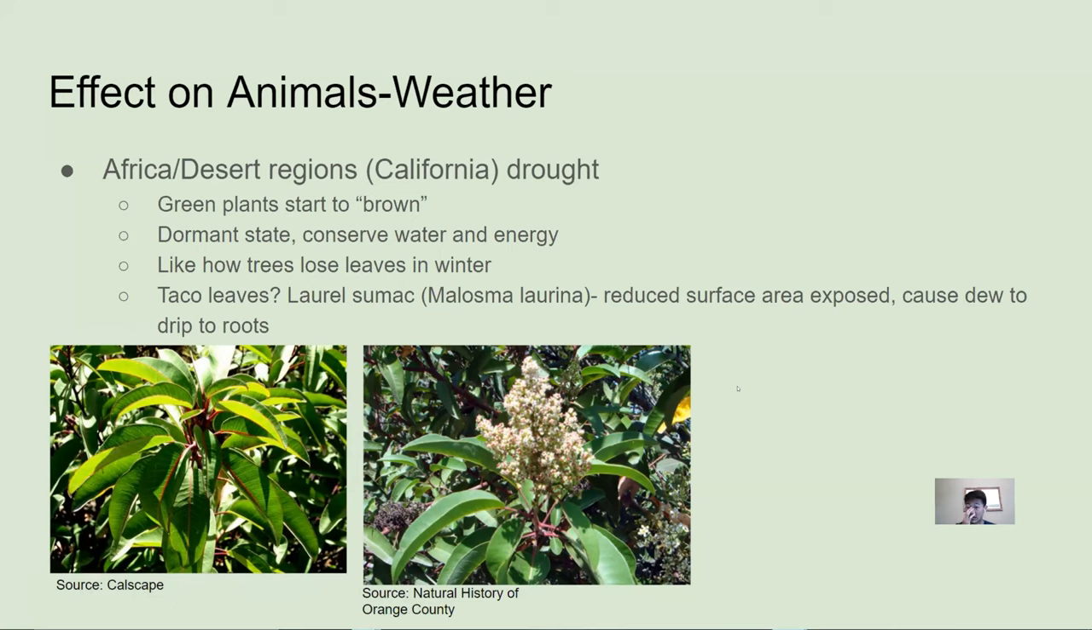And then because of the drier conditions in these desert regions, a lot of plants have adaptations to deal with this and have evolved to survive in times when there's less water. So one example of this is the laurel sumac plant. And so this plant, as you can see below, the shape of its leaves are kind of like a taco shell, right? Like a corn tortilla taco shell. So it's kind of curved.